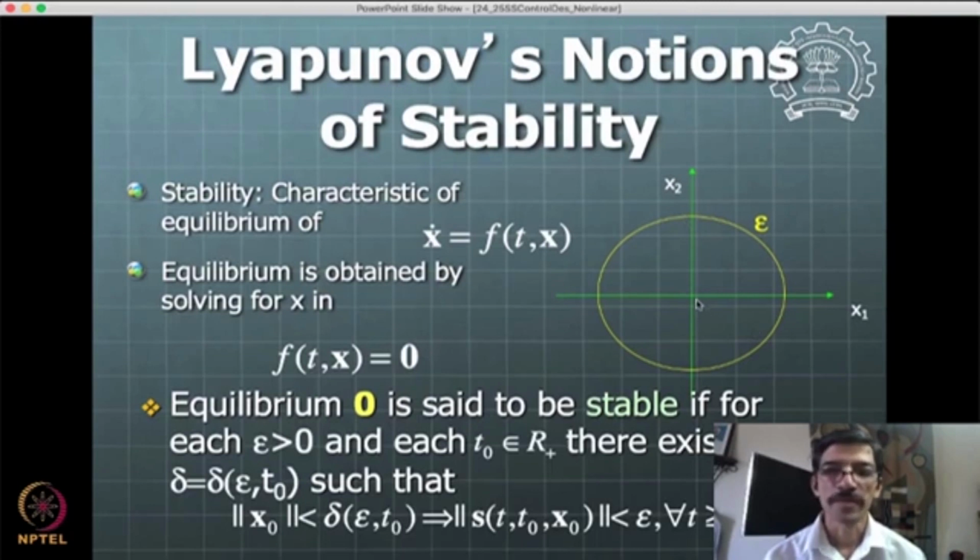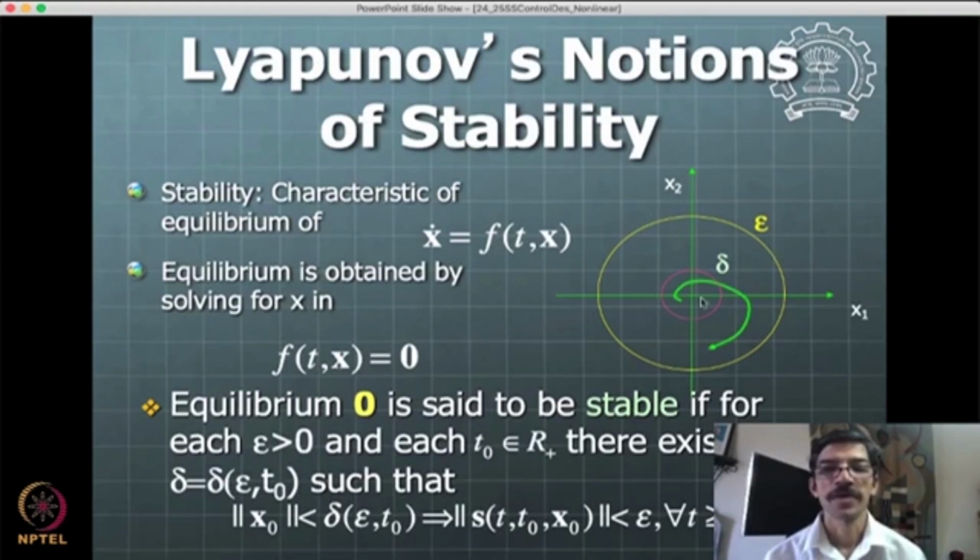Then you are able to find some delta which is greater than 0. The delta should not be 0. If you are starting at the 0 state, then by the definition of equilibrium you will remain at the equilibrium only. But you need to be a little bit away from 0, so this delta is greater than 0, such that for x0 beginning in the delta region, which is some smaller region, my solution trajectories are all constrained to this ball of radius epsilon.